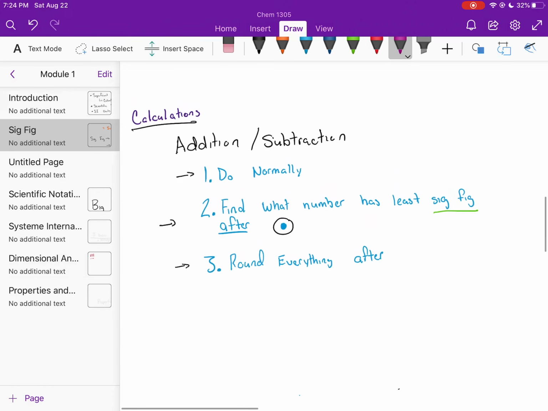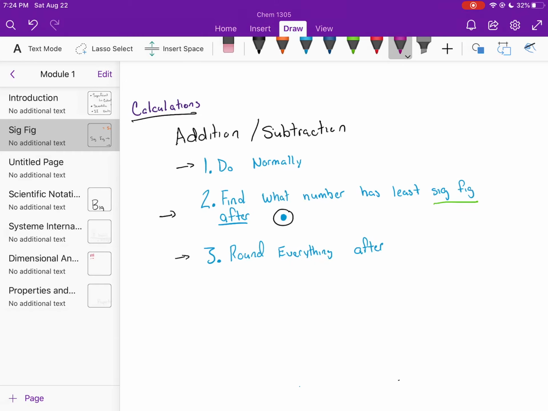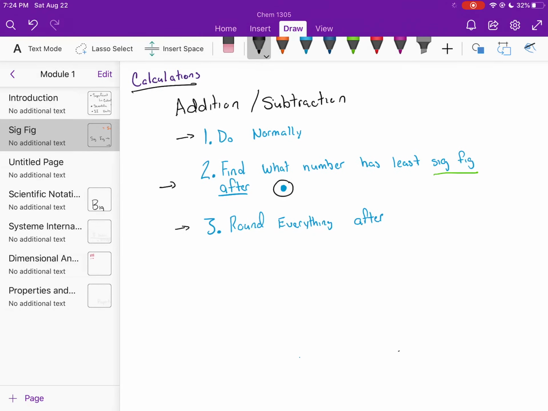So let's go on to calculations, addition and subtraction of significant figures. There are rules kind of like PEMDAS, where it's separated into subtraction, addition, and multiplication, division. I'll get to those in a moment, but first let's concentrate on addition and subtraction. So these are the steps. Step 1, do it normally.